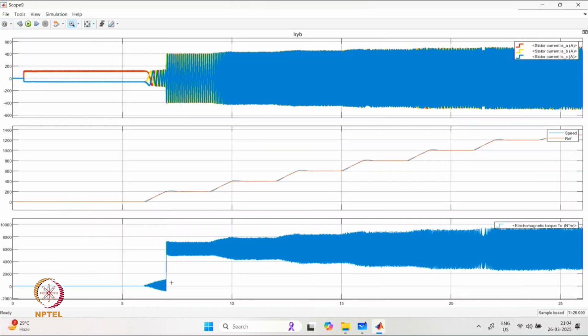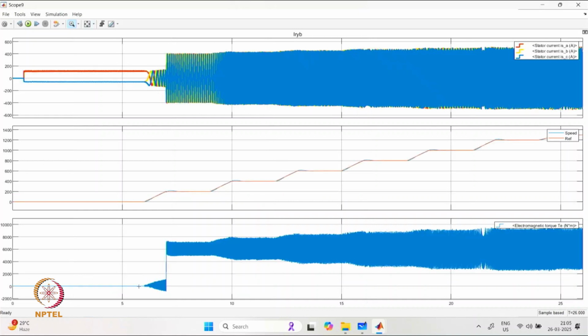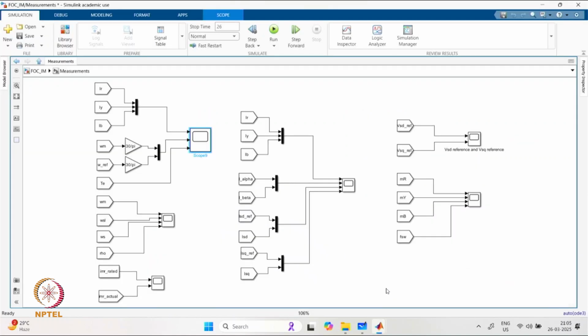There is load torque which is provided at a certain time, say 7 seconds, and that is where we can see that there is a sudden sharp jump in the current also coming over there. The delay of this initial 6 seconds, so the speed reference is started at 6 seconds. Before that, we are ensuring that our IMR is settled.